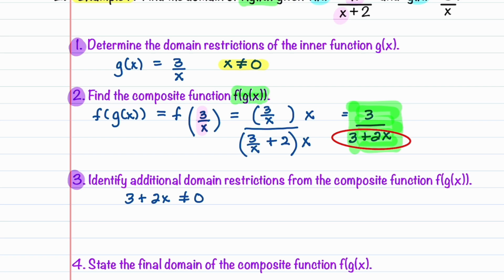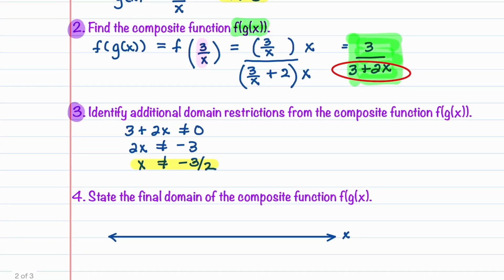Let's go ahead and solve for x. This gives us 2x is not equal to minus 3, which gives us x is not equal to minus 3 halves. And we'll highlight that just like we did with g of x. The two expressions that I highlighted in yellow, those are our restrictions for our domain. And we're going to use those here when we go on to step 4, which tells us that we have to state the final domain of our composite function.